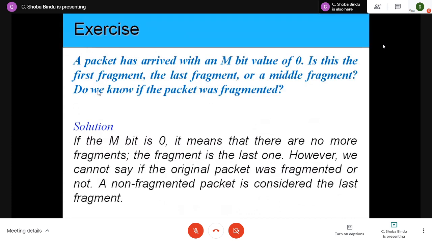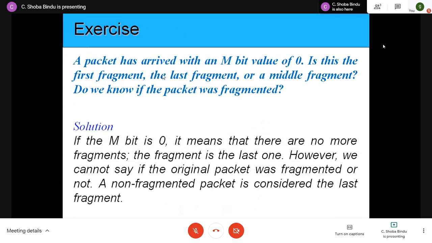So here we have a simple exercise. A packet has arrived with an m-bit value of 0. Is this the first fragment, the last fragment, or the middle fragment? Do we know whether the packet was fragmented? As it is having a value of 0, it cannot be a middle fragment because it does not have any further fragments following this. So this can be a last fragment or a first fragment.